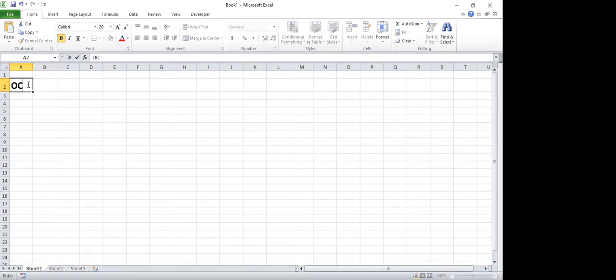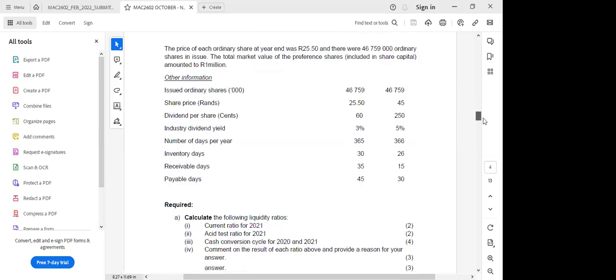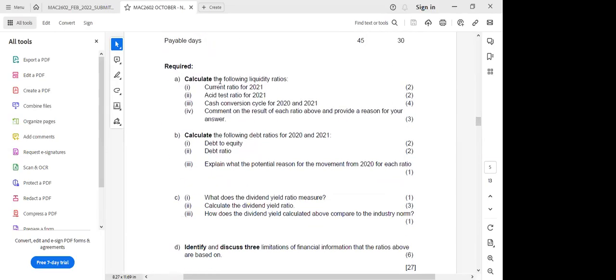That's October. November 2021, question 1. Right. Now, according to the required, calculate the following liquidity ratios. You should be very careful about the year that they give you. They say current ratio for 2021.